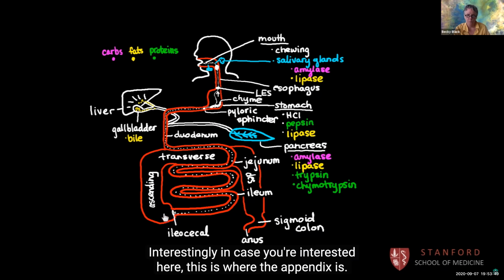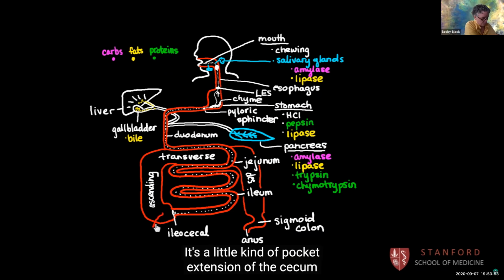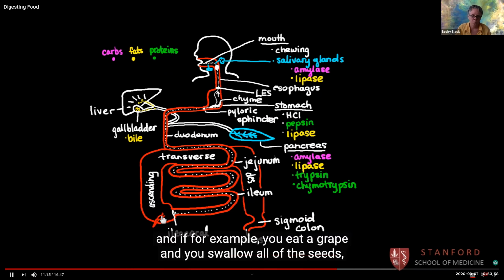And interestingly, in case you're interested here, this is where the appendix is. It's a little kind of pocket extension of the cecum. And if, for example, you eat a grape.